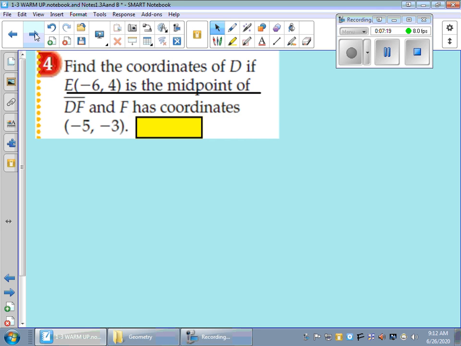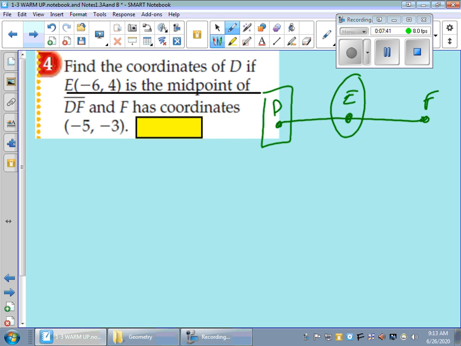Find the coordinates of D if E is the midpoint. So again, if you want just a rough sketch, find the coordinates of D if E is the midpoint of DF. So if we have a D, we have an F, and it says E is in the middle. So they give us E, and they want you to find D. So that means they also give us F. They give you a midpoint, they give you an endpoint, and we need to find the other endpoint. So we're using the same equation we did on the previous sheet.